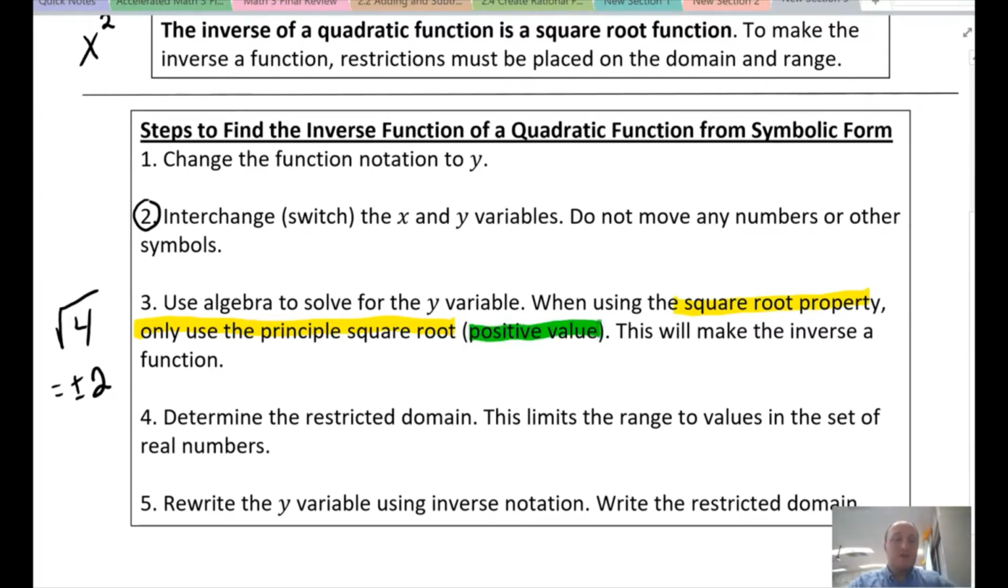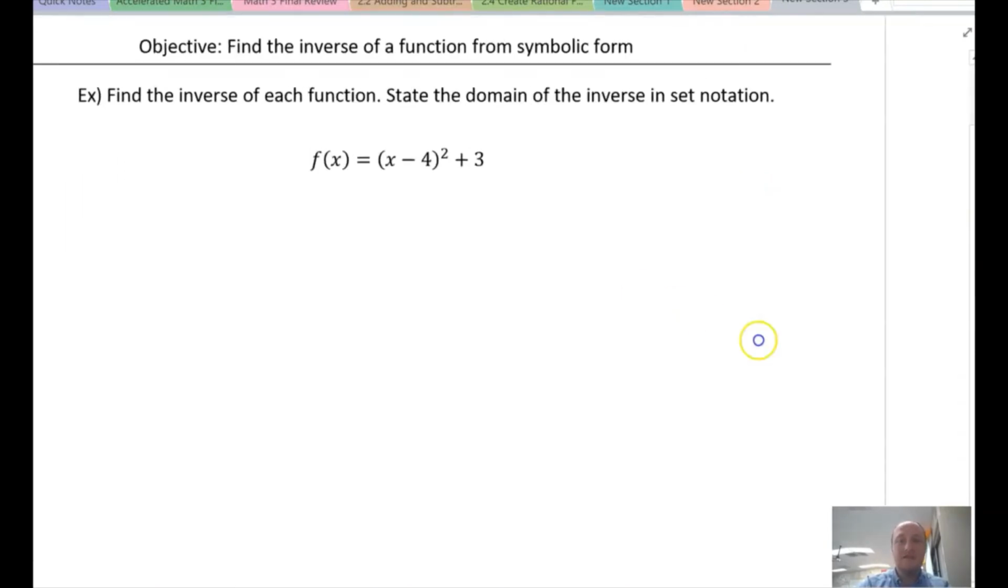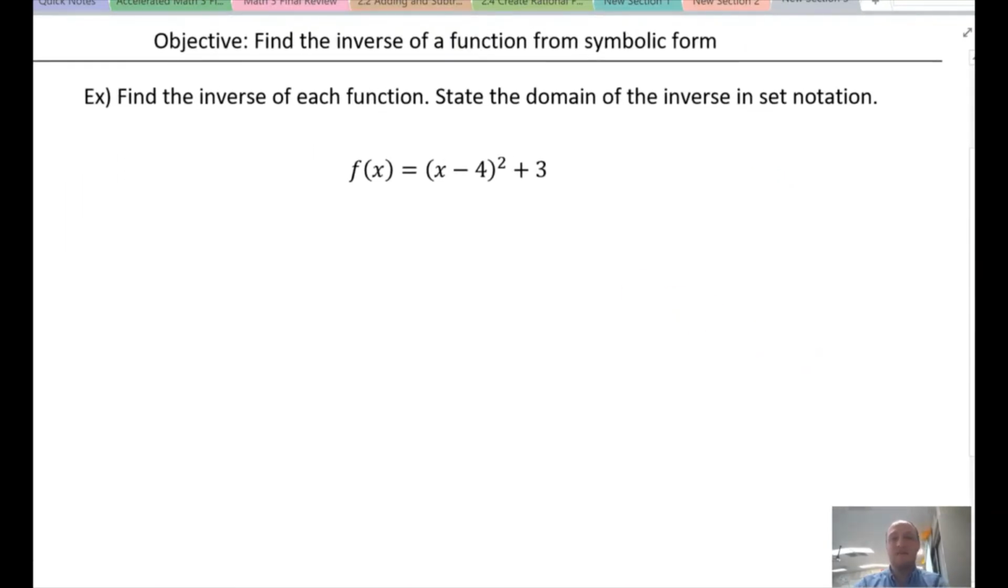All right, so after that, step 4, determine the restricted domain. This limits the range values to the set of real numbers, so we'll only focus on that specific domain. And then step 5, rewrite the y variable using inverse notation, and we'll write that restricted domain. Okay, so without further ado, here is our first example. We are asked to find the inverse of f of x and state the domain.